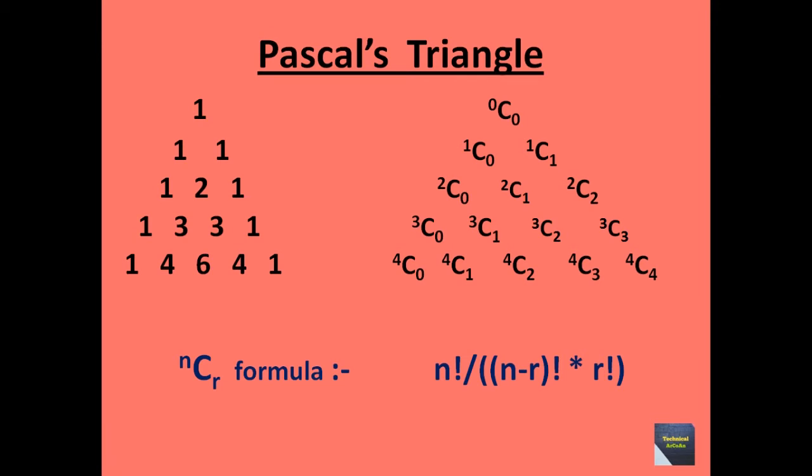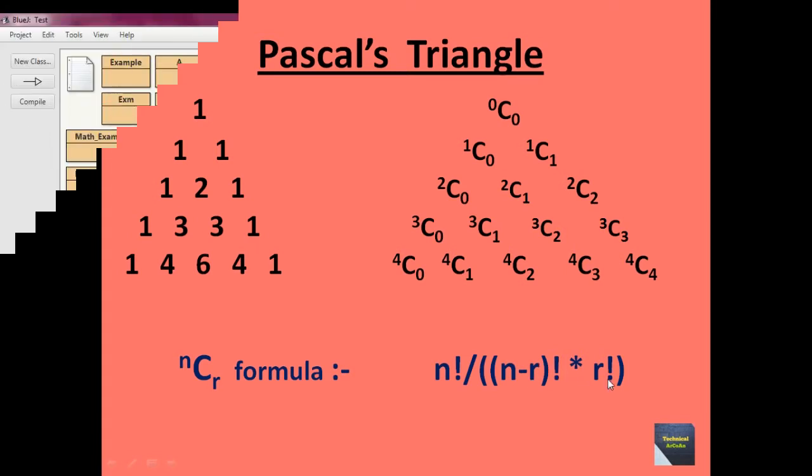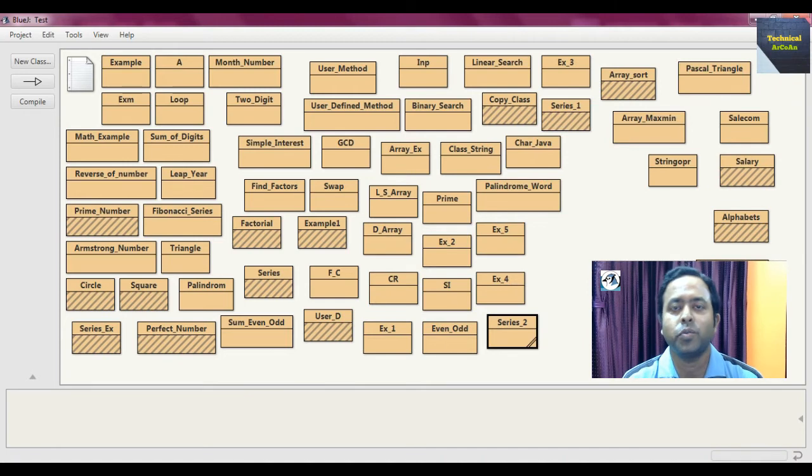I will elaborately write the code for Pascal's triangle using this formula NCR, which will be formed using factorial n divided by factorial n minus r multiplied by factorial r. Okay. Hello friends, I am now within the BlueJ IDE, and here I am writing the code for the problem to print Pascal's triangle.